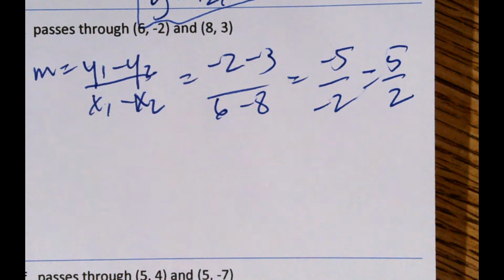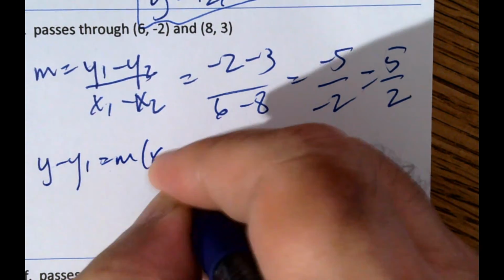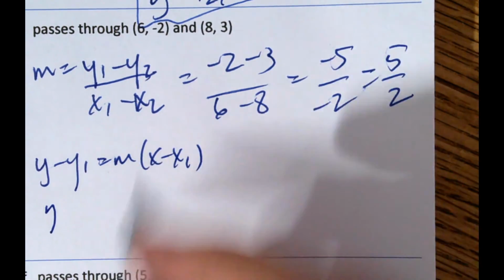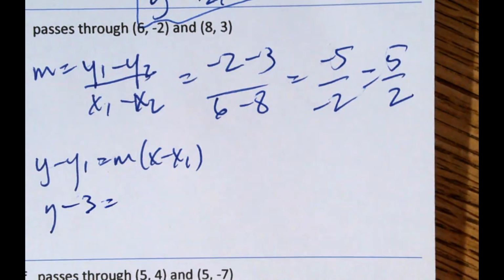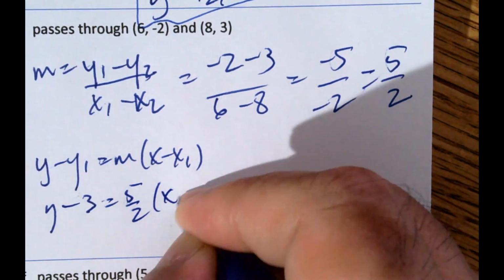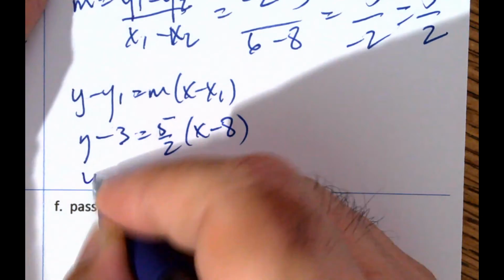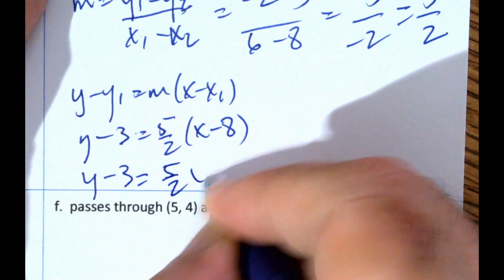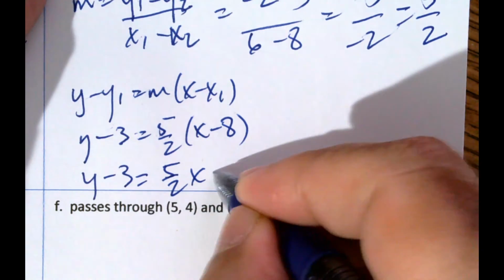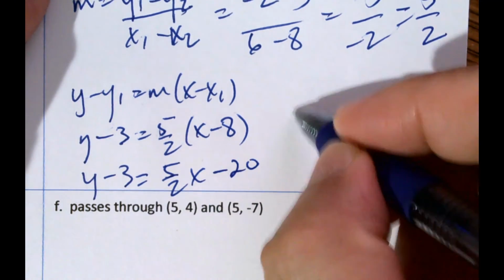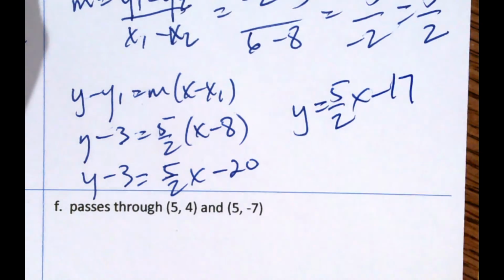All right, now let's fill it in our form. Y minus y1 equals m times x minus x1. Y minus, let's use the one with no negative signs, 3. So it's y minus 3, slope is 5 halves, x minus 8. Okay, let's clean that up. It's going to be y minus 3 equals 5 halves x, and 5 halves of 8: 8 divided by 2 is 4, 4 times 5 is 20, so it's minus 20. Add 3 to both sides. It's going to be y equals 5 halves x minus 17. That's it.